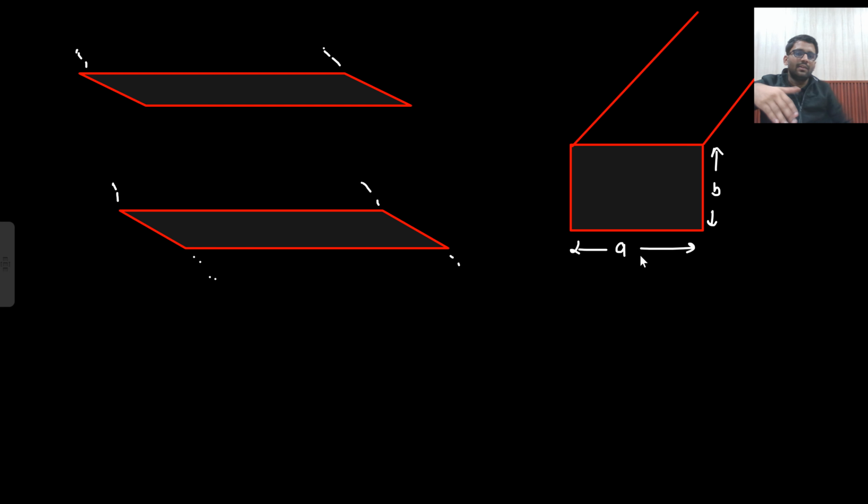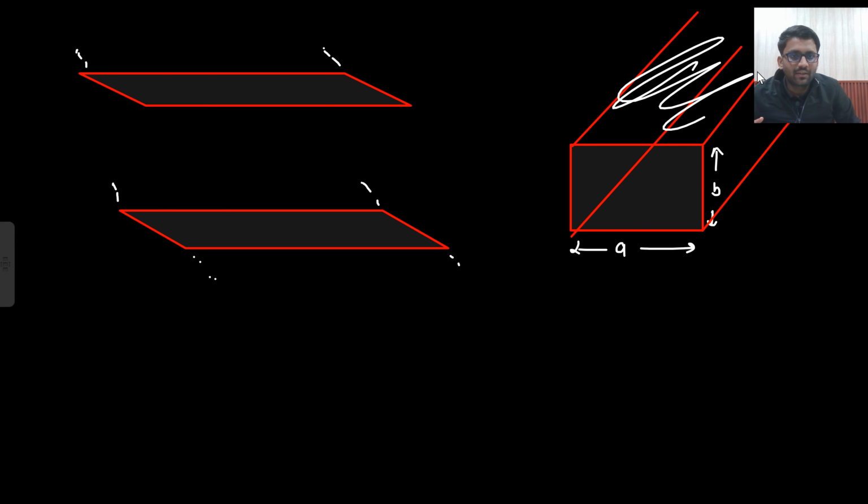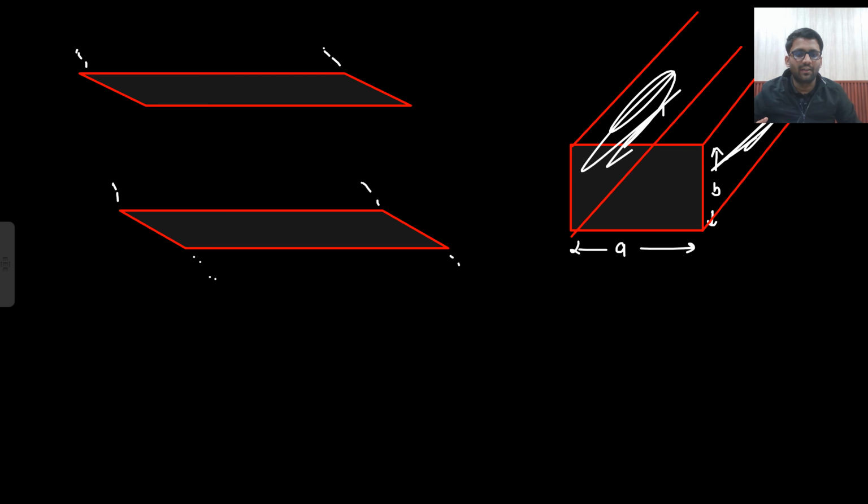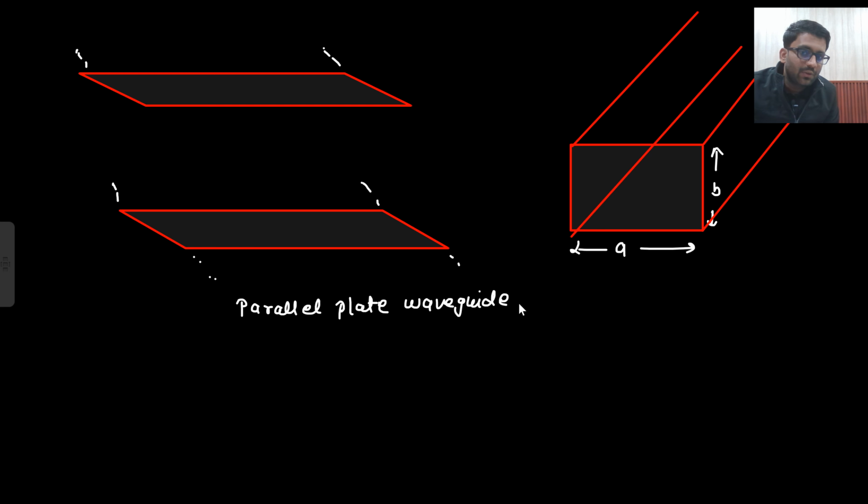That means in the waveguide case, 4 plates were there. Which 4 plates? This plate, this plate, then this plate, and then this plate. Do you remember the matchbox? 1, 2, 3, 4. But here only 1, 2 are there. So this is known as your parallel plate waveguide. Now this is not in the syllabus, but questions are asked on parallel plate waveguide as well.